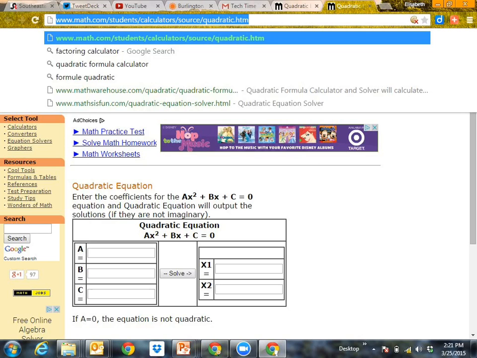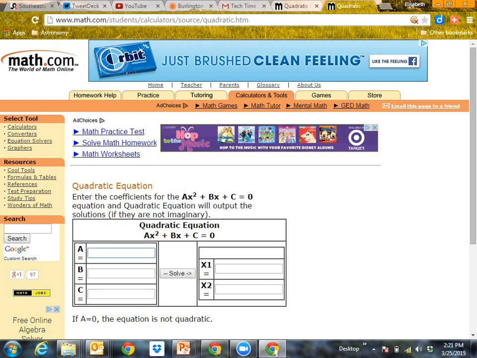math.com/students-calculator/source/quadratic, okay? But my point here is, for this one, we put in 111 for A, and for the value of B, it was negative 345. I tried this in my office. And for the value of C, it was positive 230. And you hit solve.